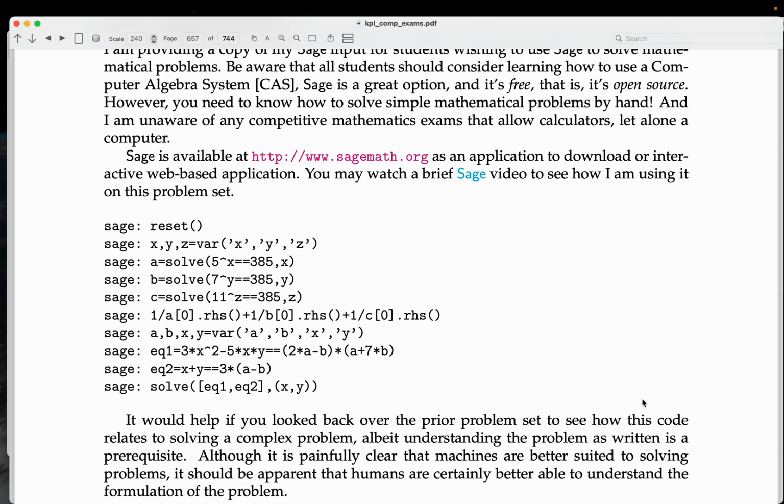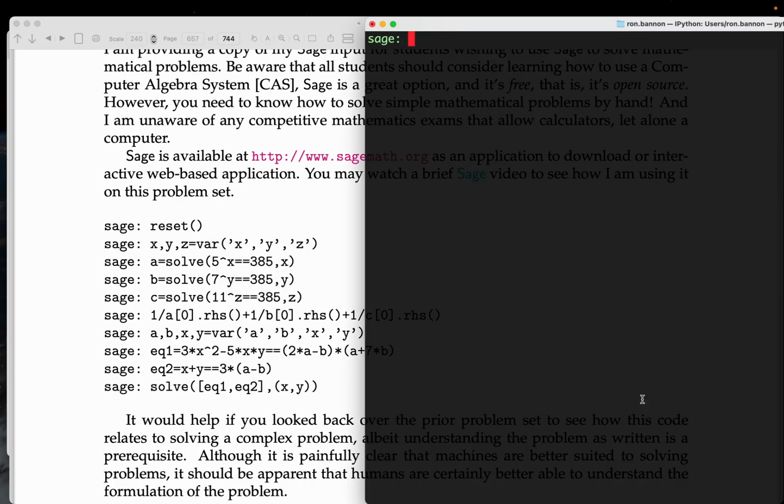Okay, let's take a look at it and see what we got over here, and we'll try to relate it back to what we've done from the problem set. Going to go back to Sage. I do recommend resetting. Sometimes I forget to do that, and then I'll get all kinds of wacky errors.